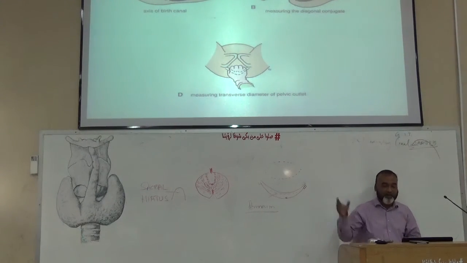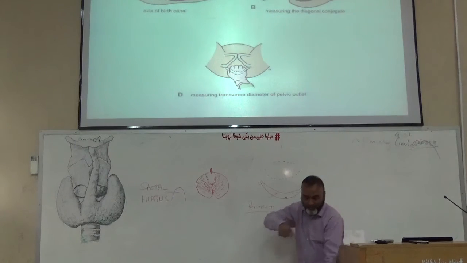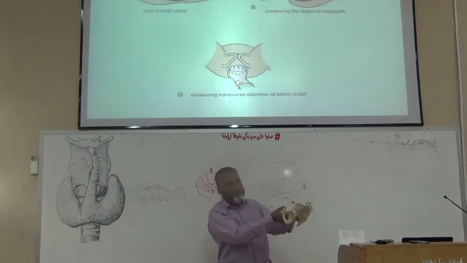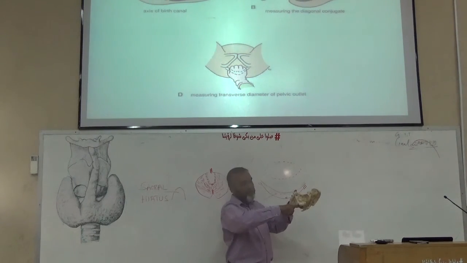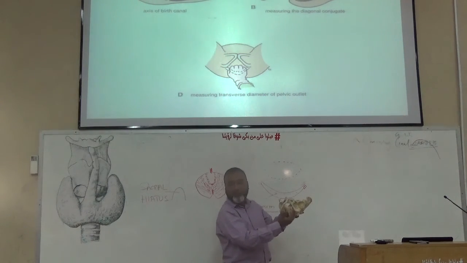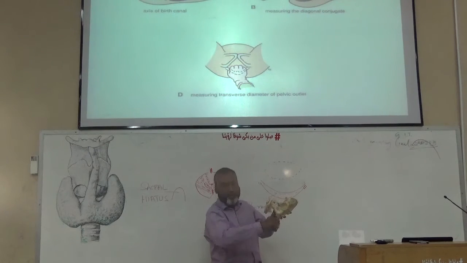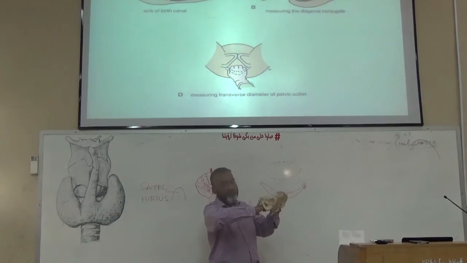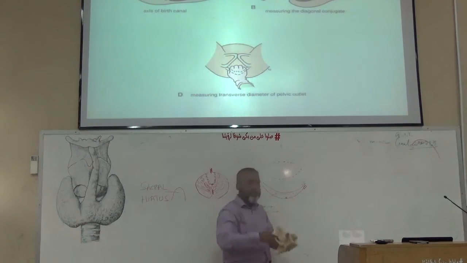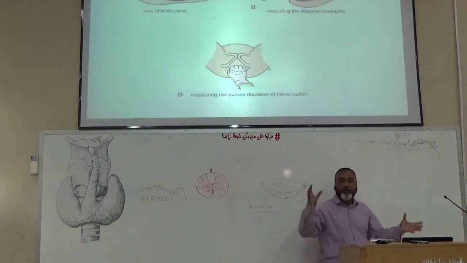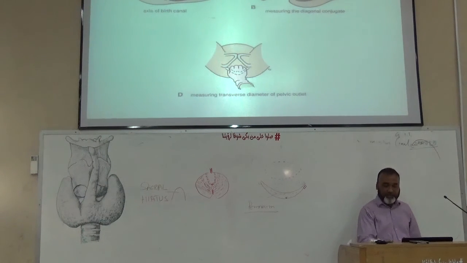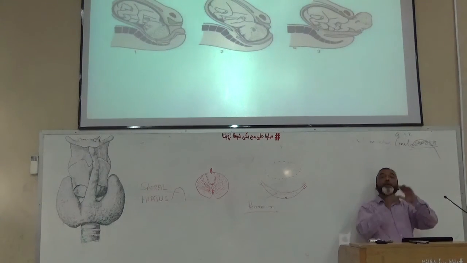And this lower part of the diagram shows the transverse diameter between the two ischial tuberosities. They usually use this area, the four fingers. Okay? By using these four fingers, they usually measure the transverse diameter.